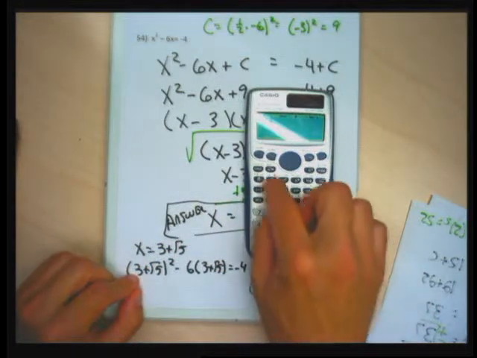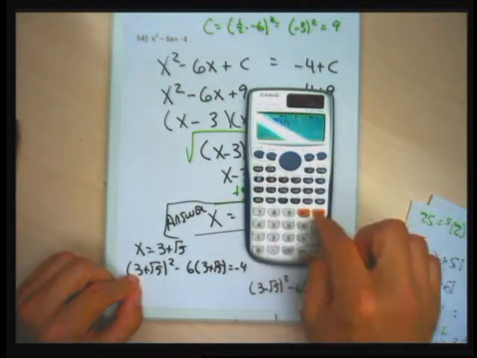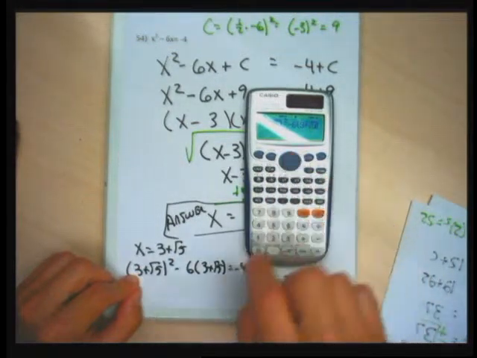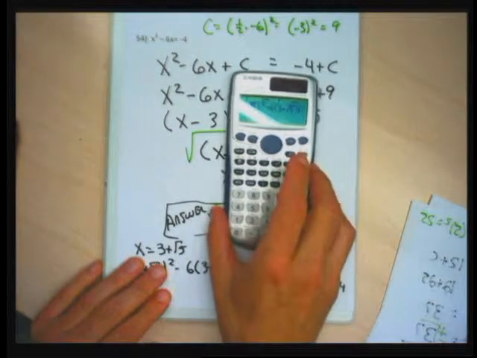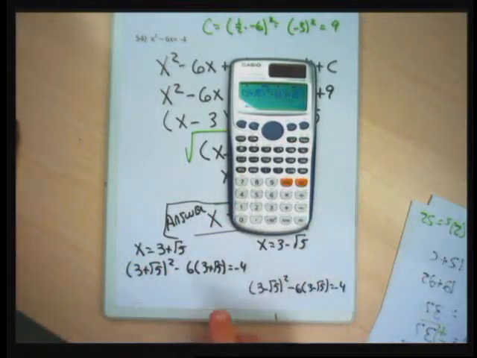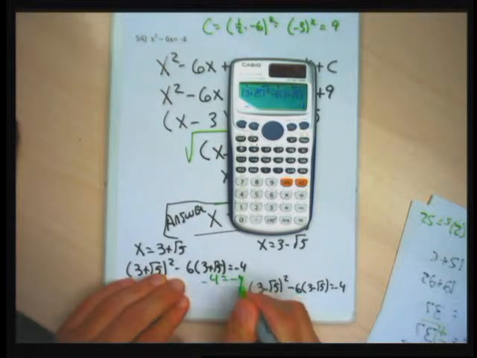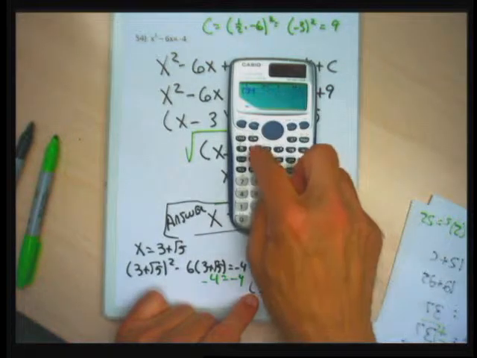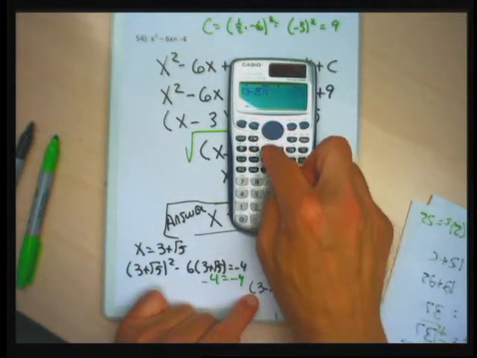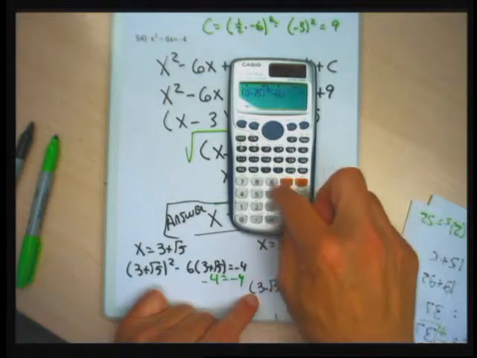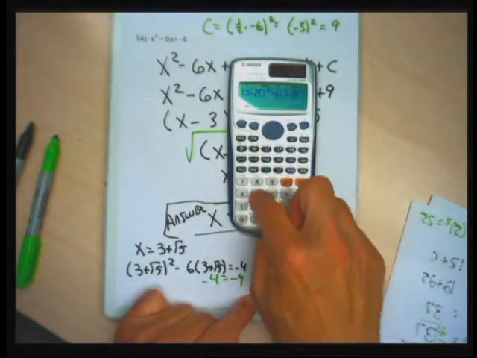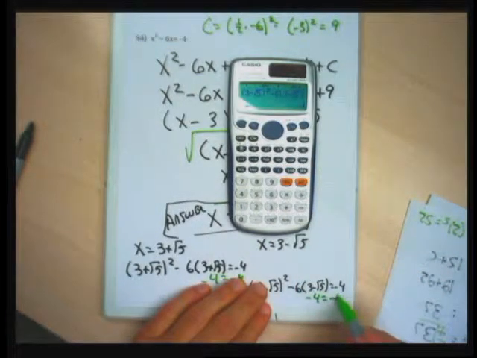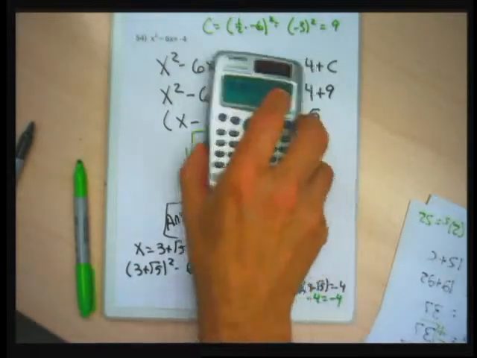Parentheses, 3 plus square root of 5, squared, minus 6 times 3 plus square root of 5. That's the first one. You can barely see what I wrote in, but when I check it, I get negative 4 equals negative 4, so that's a valid solution. Second one, parentheses, 3 minus square root of 5, squared, minus 6 times 3 minus square root of 5 equals, and I get a lovely match that I needed to get. So I checked my solution so I know I haven't made a mistake.